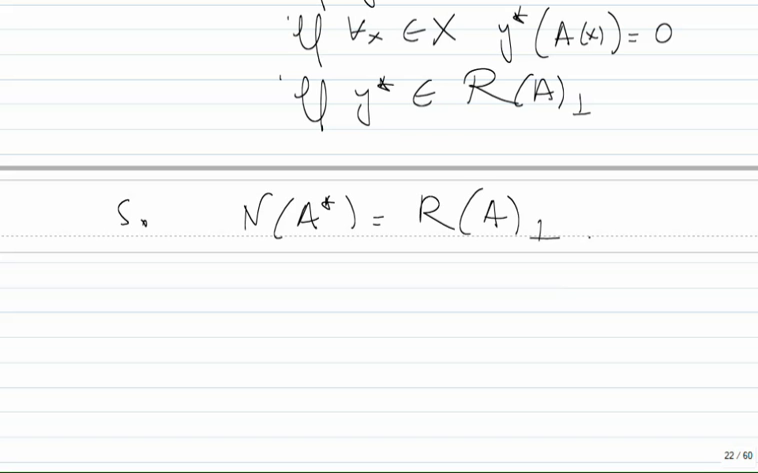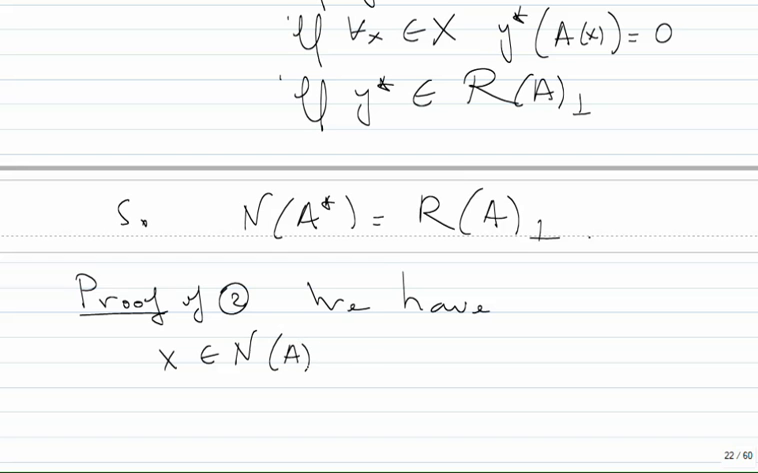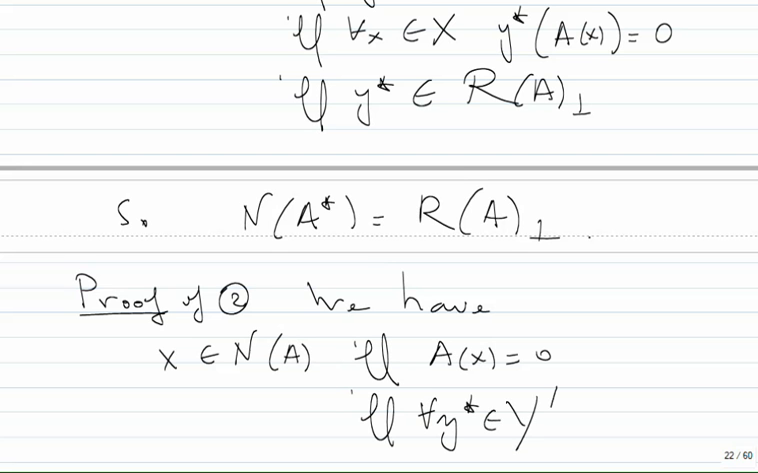Now, proof of 2. We have X belongs to N of A if and only if A of X equals 0. And this is true using the duality between Y and Y star. So A of X is a vector in Y. So this vector is equal to 0 if and only if for every Y star in capital Y star, we have Y star of A of X equals 0.